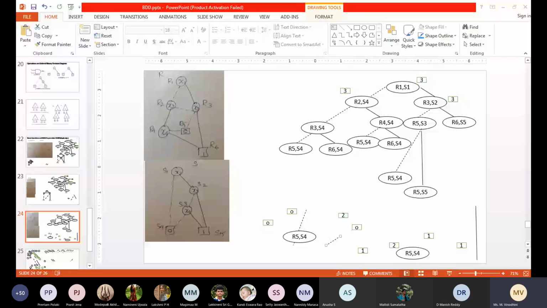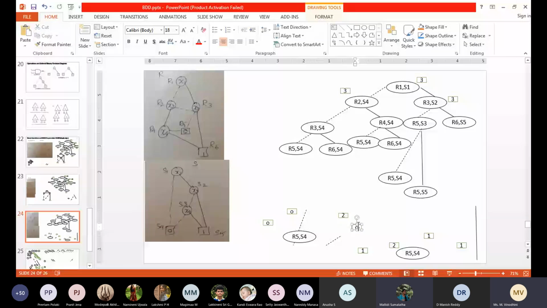What will be the next step? Proceed with the next step. Ma'am, AND gate or OR gate? OR. Okay, ma'am. Do it for OR.